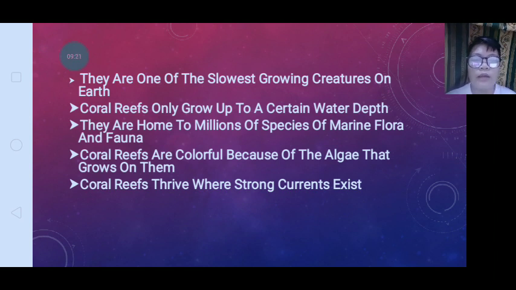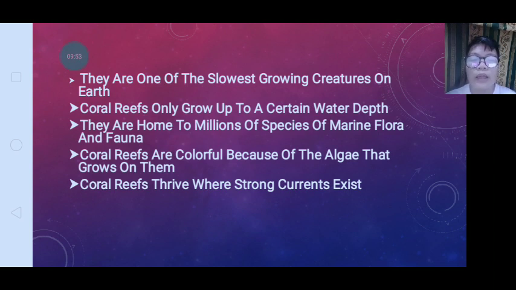Zooxanthellae are photosynthetic organisms that require sunlight to live. They produce nutrients to share with the polyp, while the polyp offers protection in exchange. The zooxanthellae are of different colors based on their species and chlorophyll presence. The main colors adopted by the algae are brown and green, but vibrant colors occur because of environmental changes.